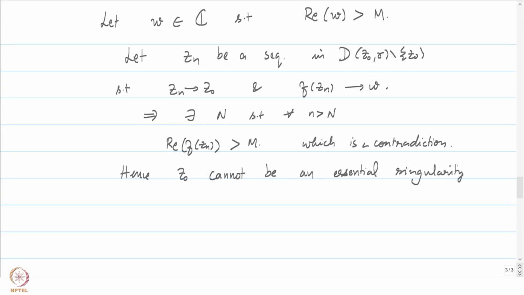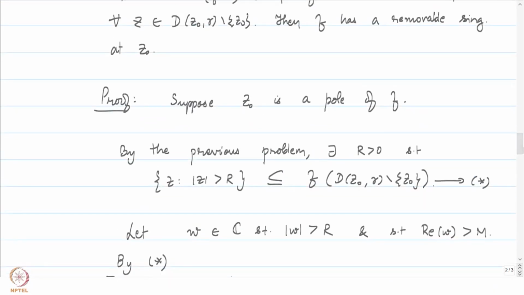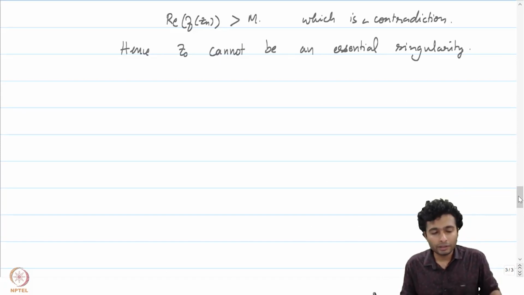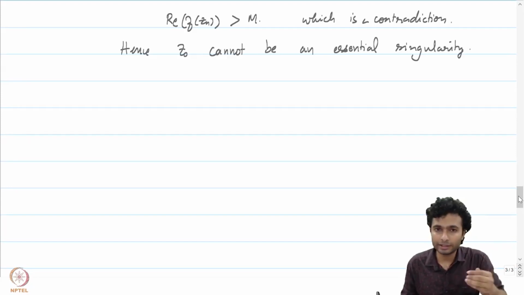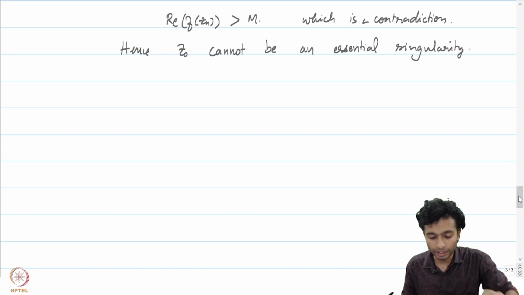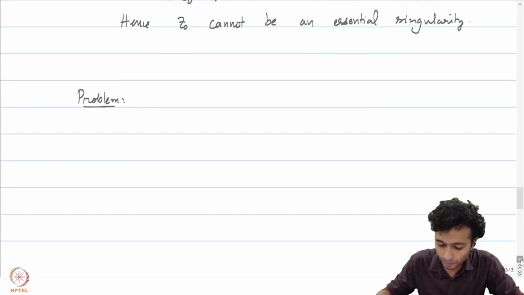So of the three possible isolated singularities that are possible, we have ruled out a pole and an essential singularity, and therefore this is forced to be a removable singularity. So the next problem is going to deal with how the behavior of an isolated singularity changes when we exponentiate a given function which has an isolated singularity. Let me write down the problem and then we will see a solution to it.